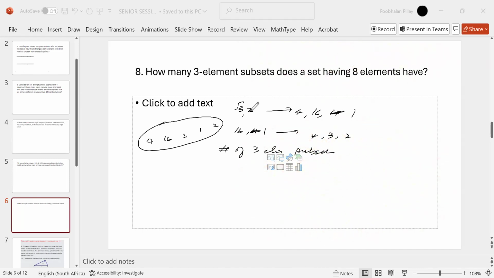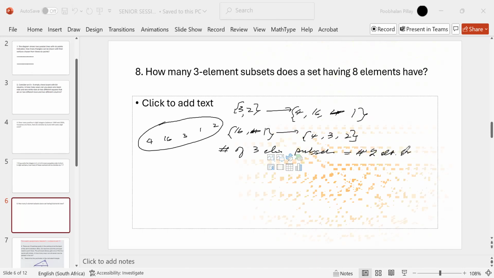By subsets, I mean a set having only two elements. I should put them in curly brackets like that. That subset. These are all subsets because they are part of this major set. Right? The number of three-element subsets equals the number of two-element subsets. Hope you understand that.